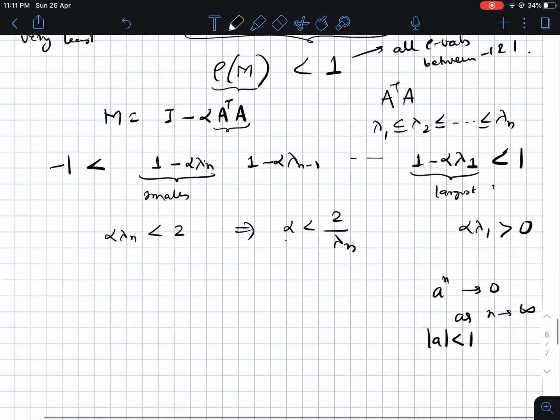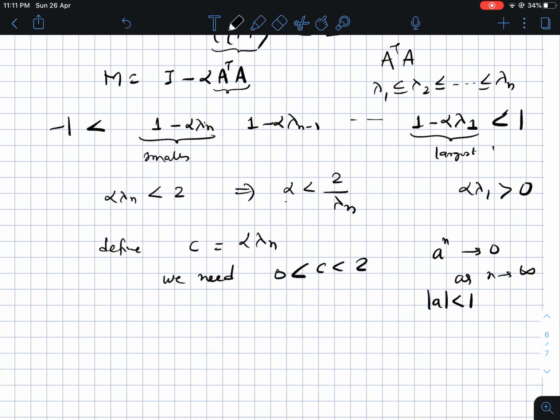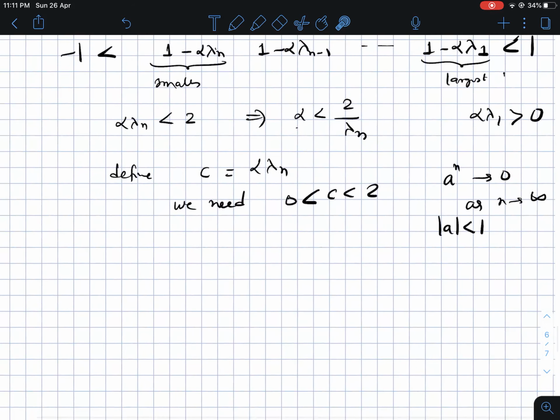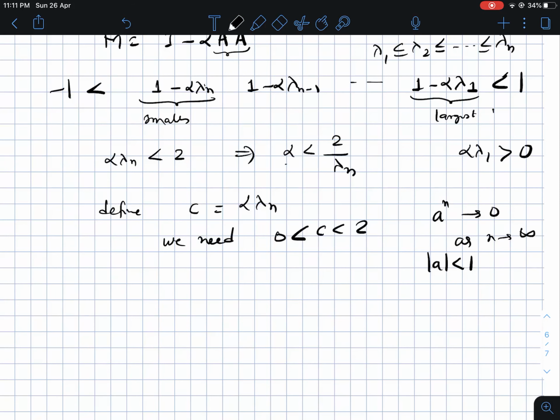Okay, so let's define some parameter here. Let's say C to be alpha lambda n. So this multiplication I'm defining as C, right? Then we need C to be less than 2. Of course C is also at least 0 because C is alpha lambda n. Lambda n is a positive number, alpha is a positive number. So C is some number between 0 and 2. Setting C is the same as setting alpha. So I define this C. In terms of C, C is the parameter I will control now, and C I will keep between 0 and 2.